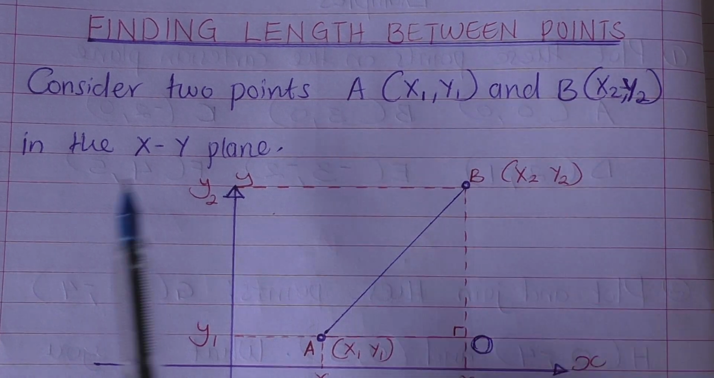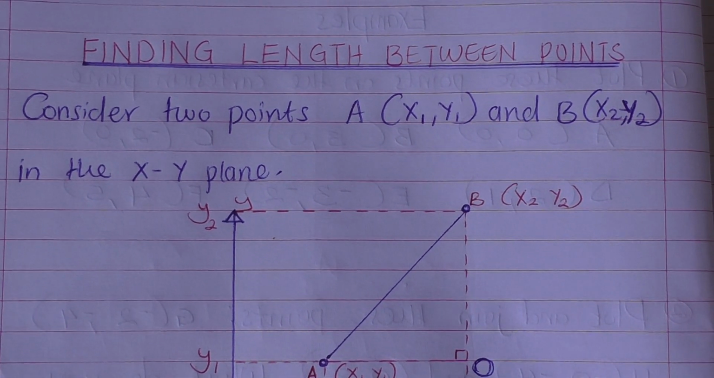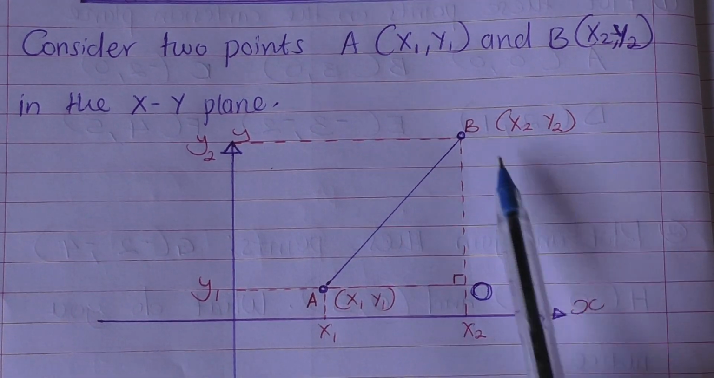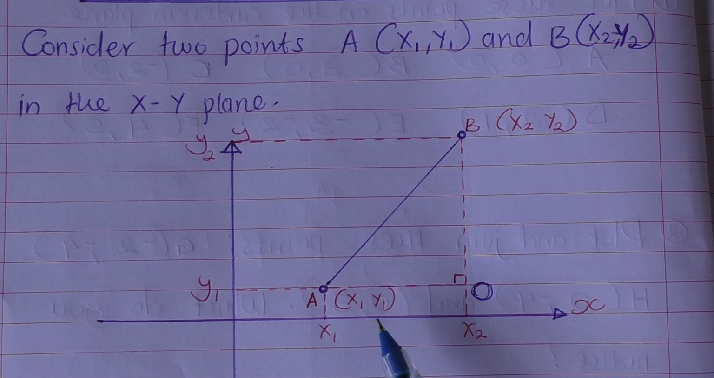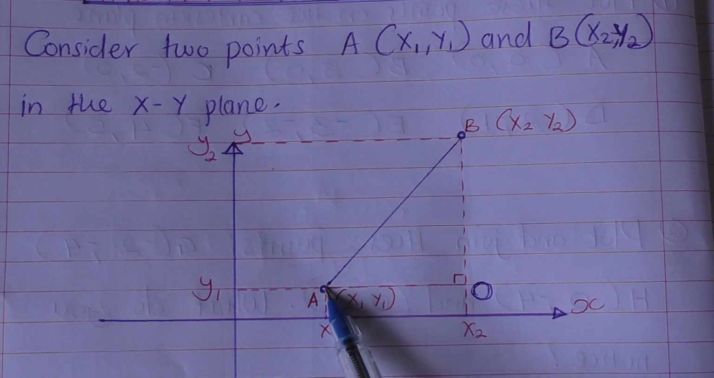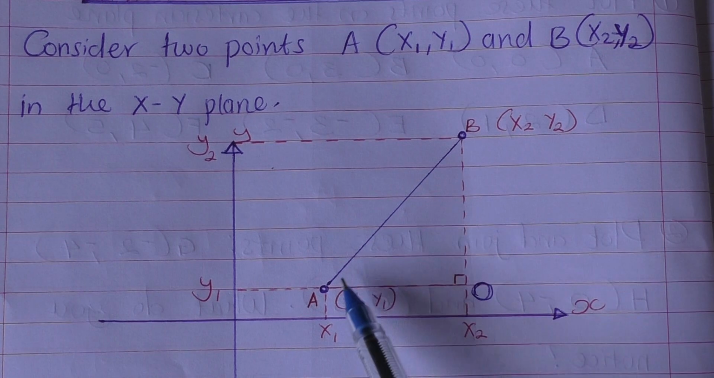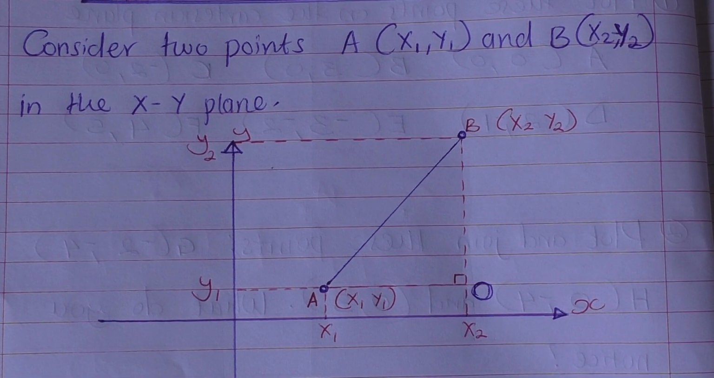So we shall consider 2 points, A, whose coordinates are x1, y1, and B, whose coordinates are x2, y2 in the xy plane. So if we plot these points A and B, we are required to find the length between the two plotted points.